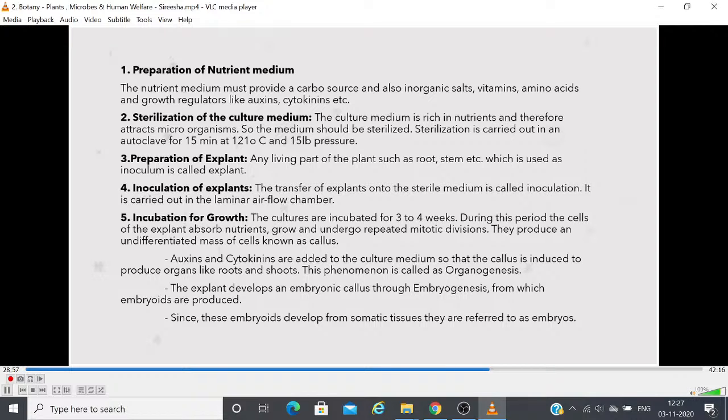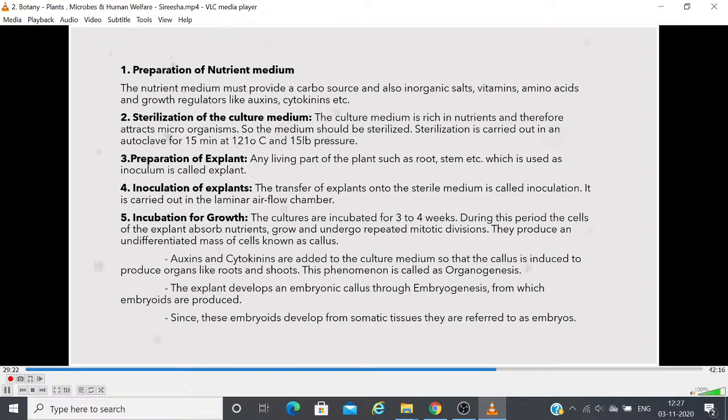Like that, here also the medium is sterilized in an autoclave. An autoclave is a machine which sterilizes at 121 degrees centigrade and 15 lb pressure. If you keep the medium in the autoclave, there is no chance of microorganisms growing in the culture medium. This process is called the sterilization of the culture medium.